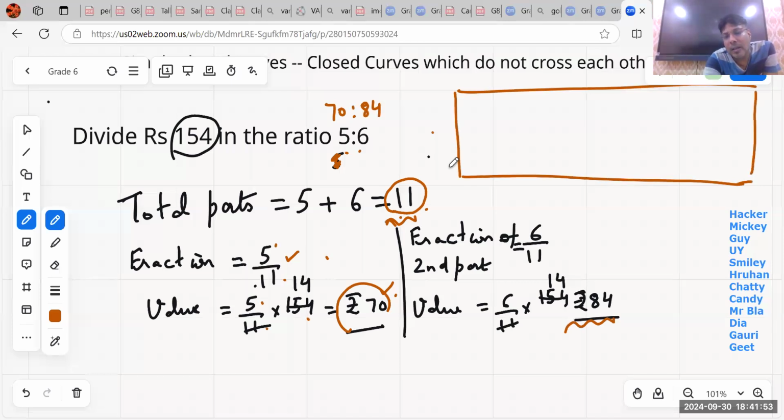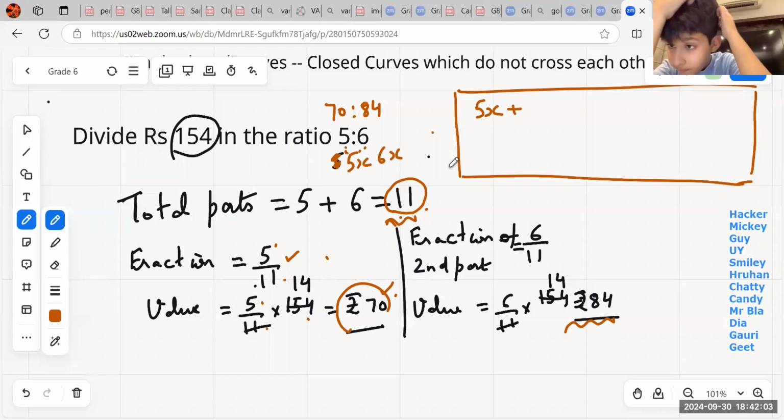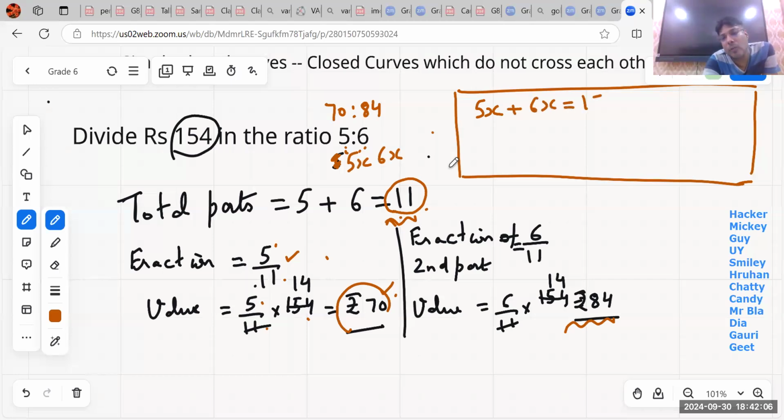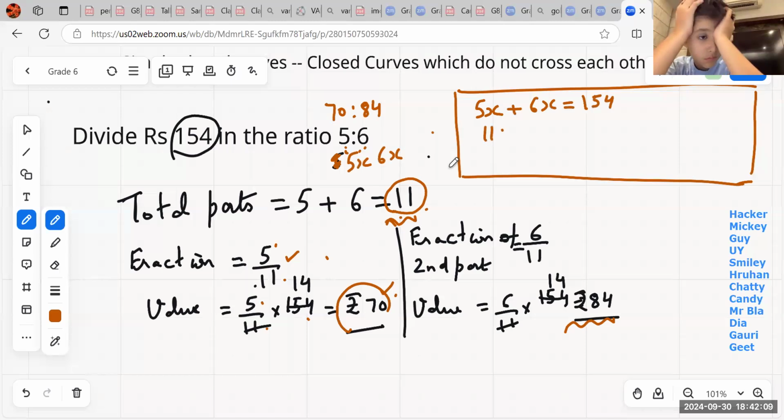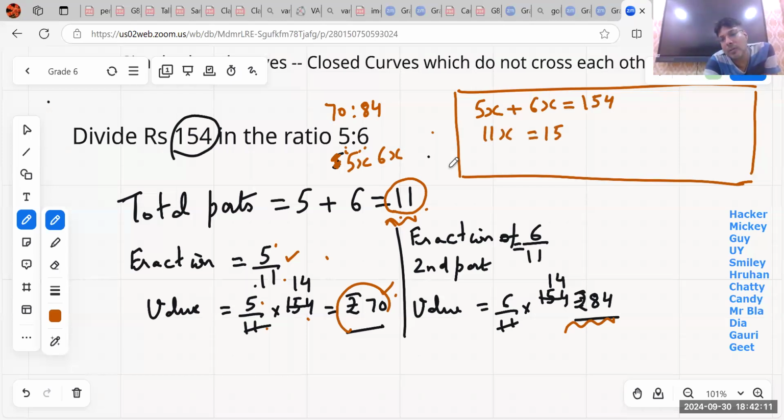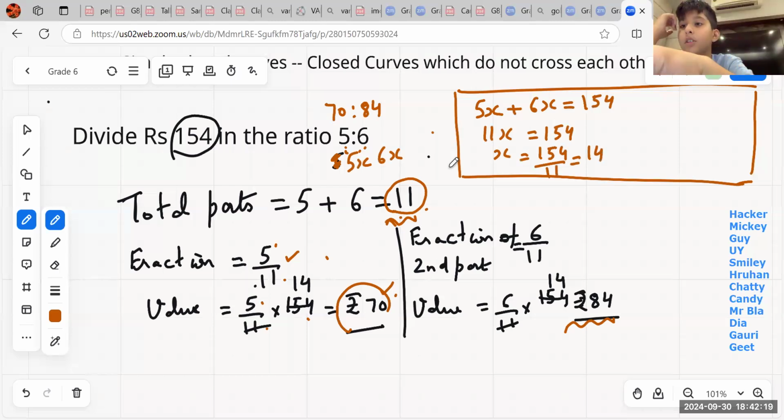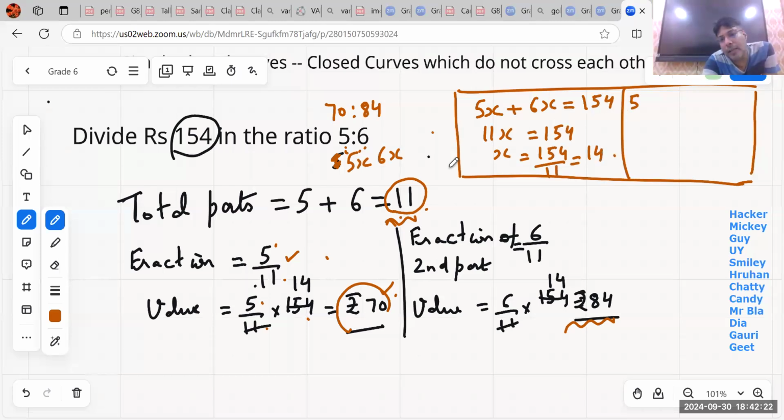Now, the other method I explained. This is in the ratio of 5:6, so I can write it as 5x and 6x. Yes, sir, you can. So 5x plus 6x is equal to 154. So 11x is equal to 154. So x is equal to 154 upon 11, which is equal to 14. If x is equal to 14, then 5x is 5 into 14, that is 70, and 6x is 6 into 14, that is 84.